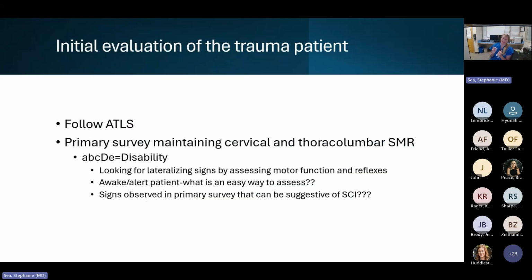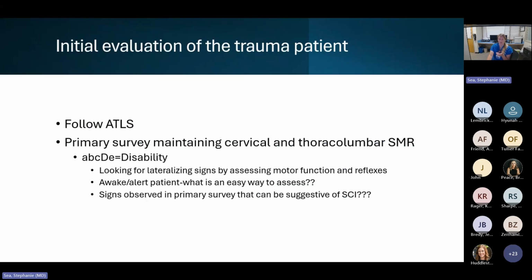Well, there's D and E, and D is disability. So it's a quick assessment. Are they moving their legs? Are there any lateralizing signs? It's easy. If they're awake and alert, you just say, hey, can you move your arms? Wiggle your fingers, wiggle your toes. Easy, done. Your disability is quickly assessed. And those are some quick, easy ways to see.